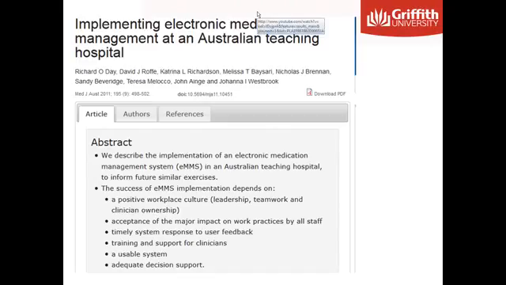One is having a positive workplace culture in the hospital, which means there is some sense of ownership, there's leadership, there's teamwork going on. There's also the acceptance of change and work practices by the staff. There's also timely system response to user feedback, training and support for the clinicians, a usable system, because if it's not usable, no one's going to use it, and it's going to be one of those systems that no one wants to use, and of course adequate decision support.